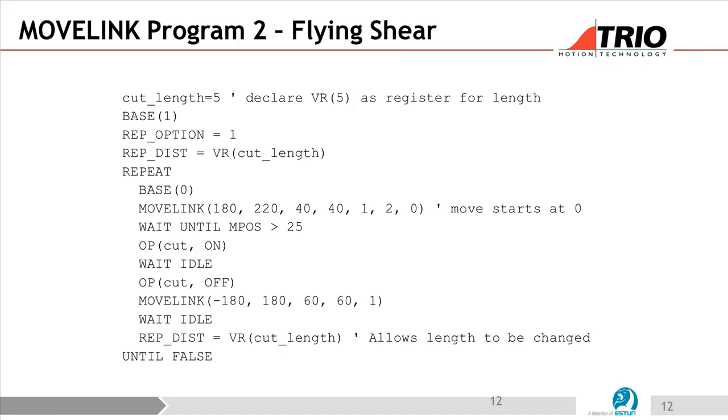So those two added together is 400. So you cannot do a cut less than 400 because you've got to give it time to do those two move links. And actually, probably even at 400, it would miss every other one. So you need to really have a cut length that is maybe 420 minimum in order to make it work. So that goes in VR5.